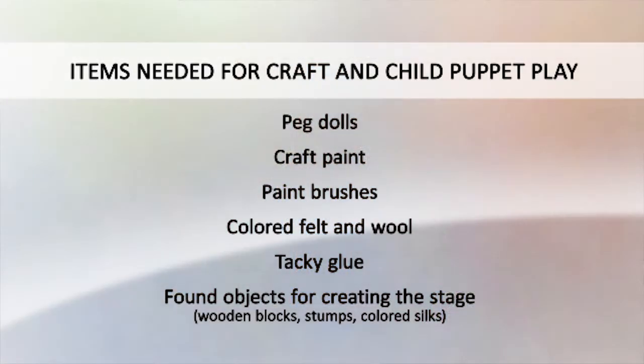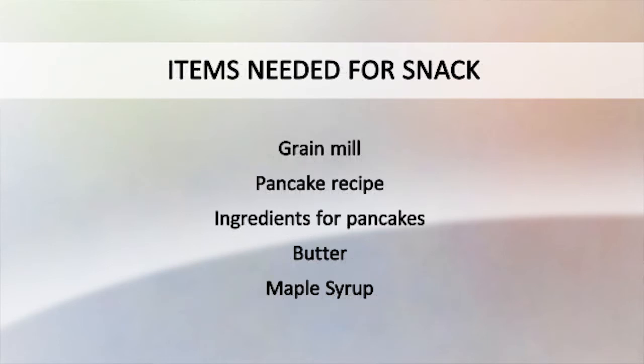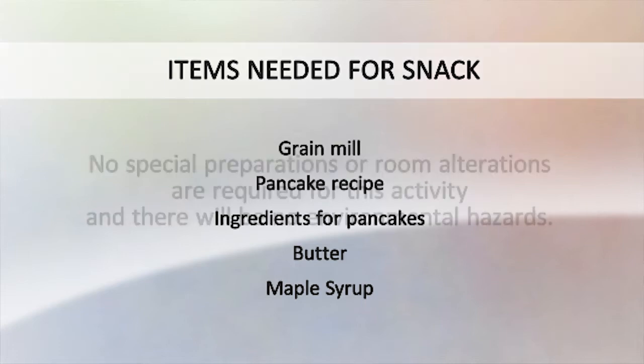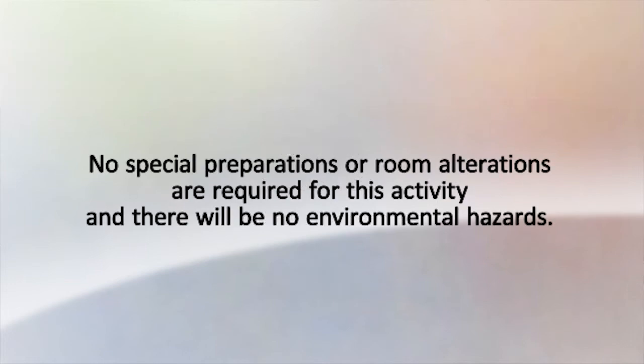Items needed for craft and child puppet play: peg dolls, craft paint, paintbrushes, colored felt and wool, tacky glue, found objects for creating the stage, wooden blocks, stumps, and colored silks. And items needed for snack: a grain mill, a pancake recipe, ingredients for pancakes, butter, and maple syrup. No special preparations or room alterations are required for this activity, and there will be no environmental hazards.